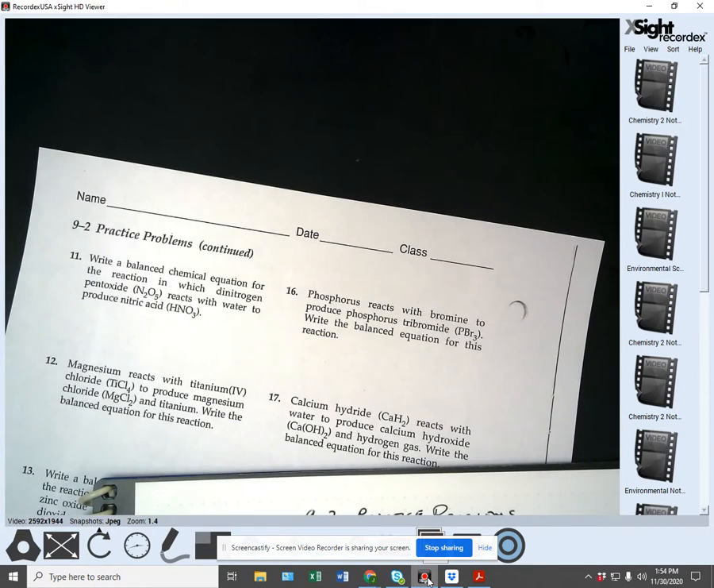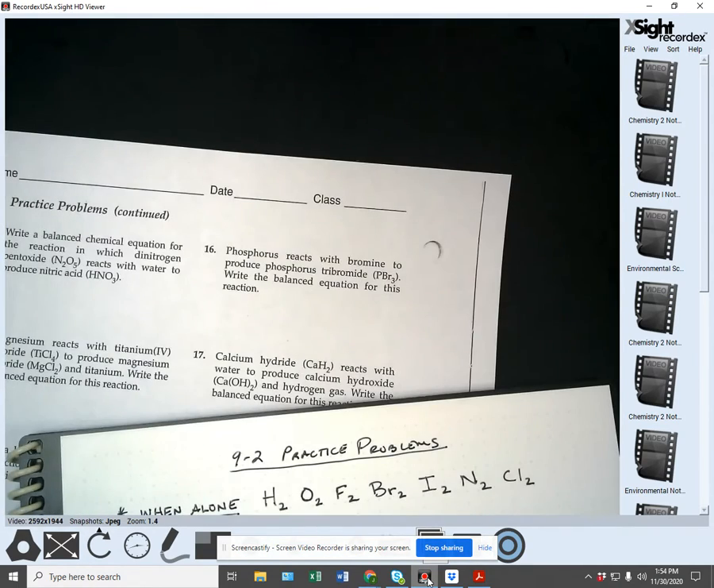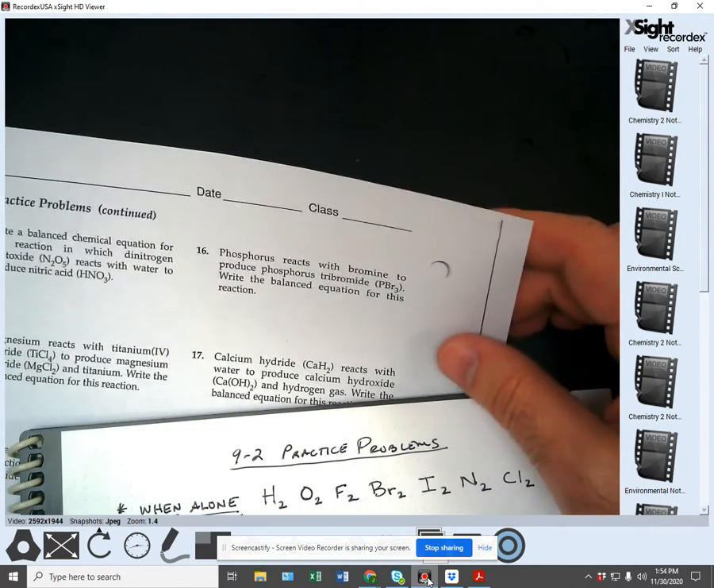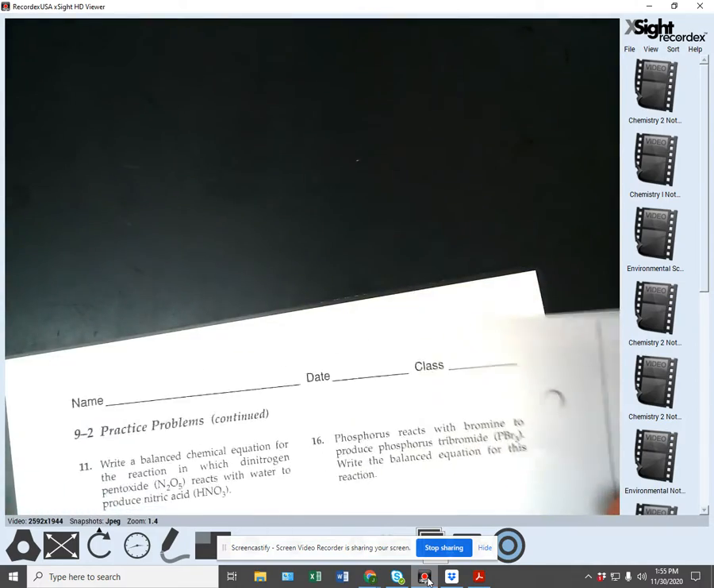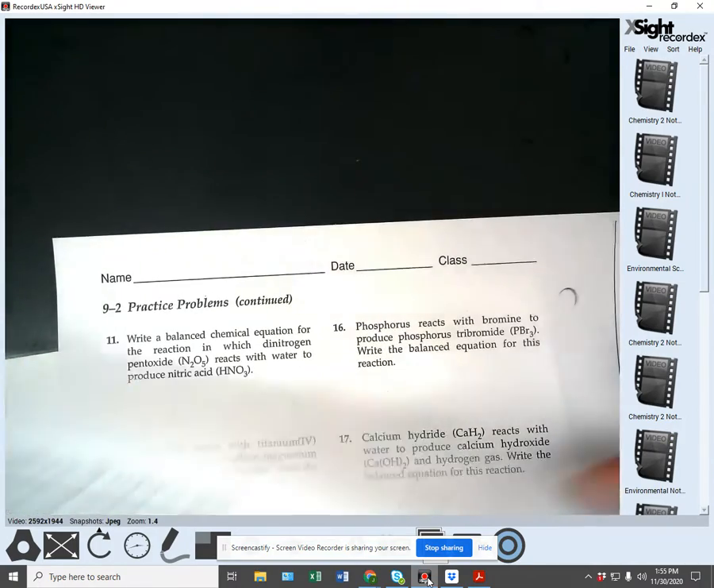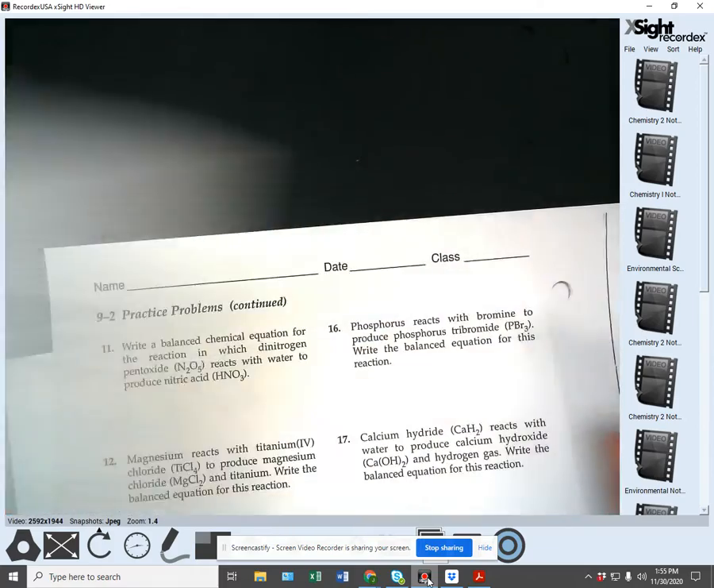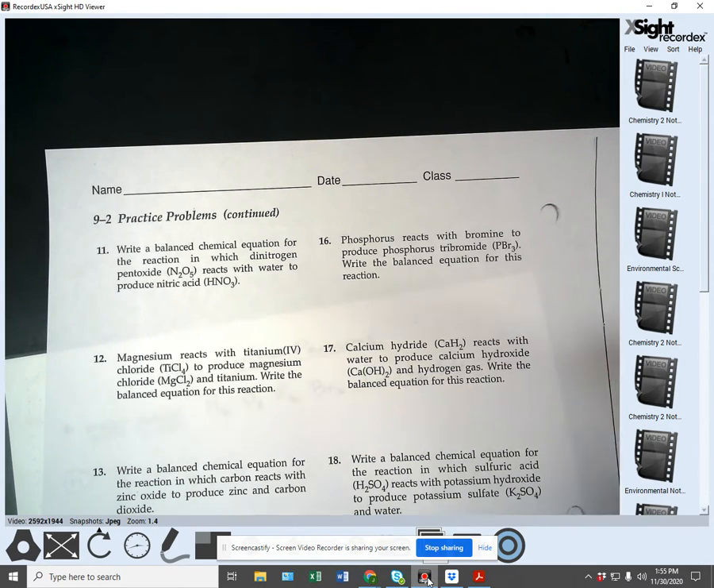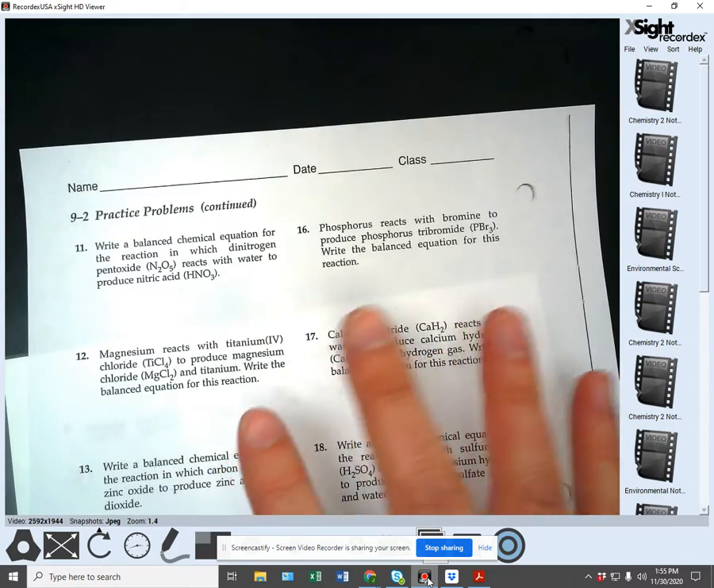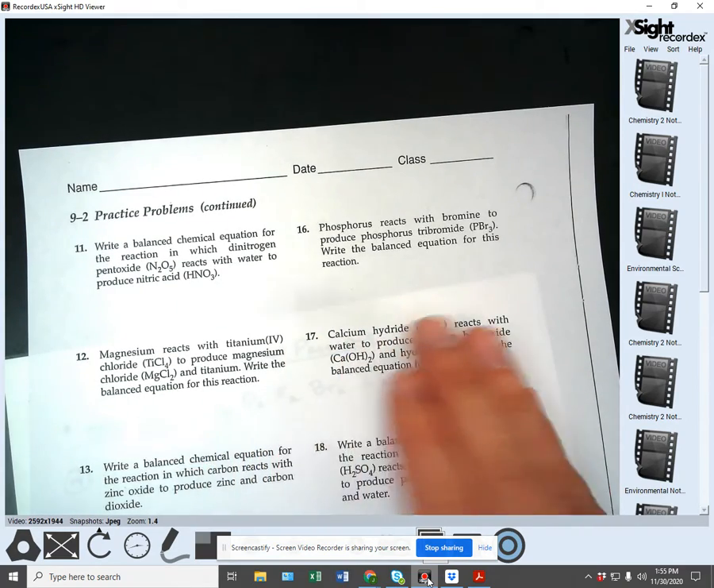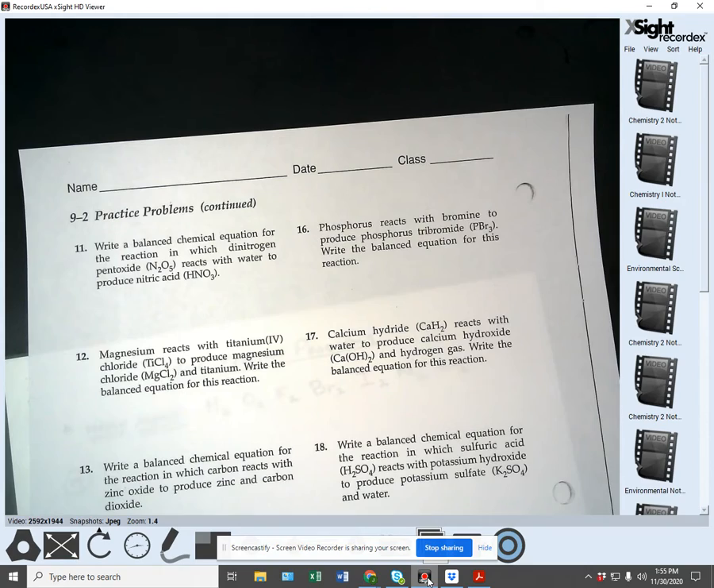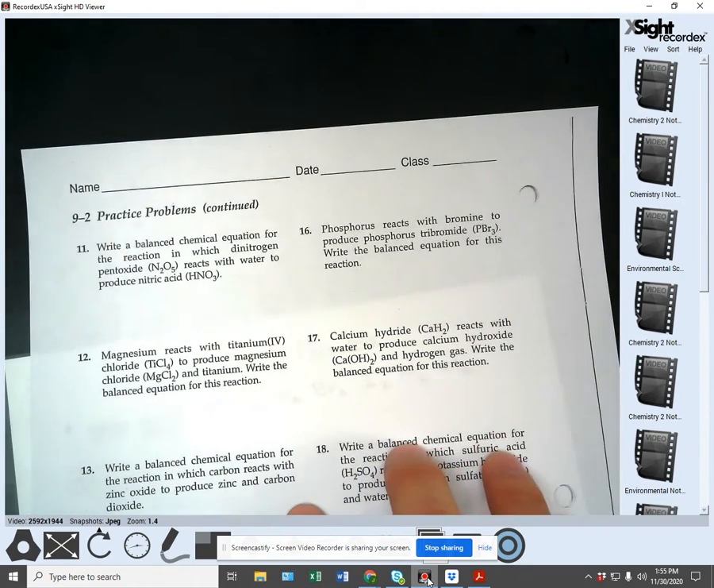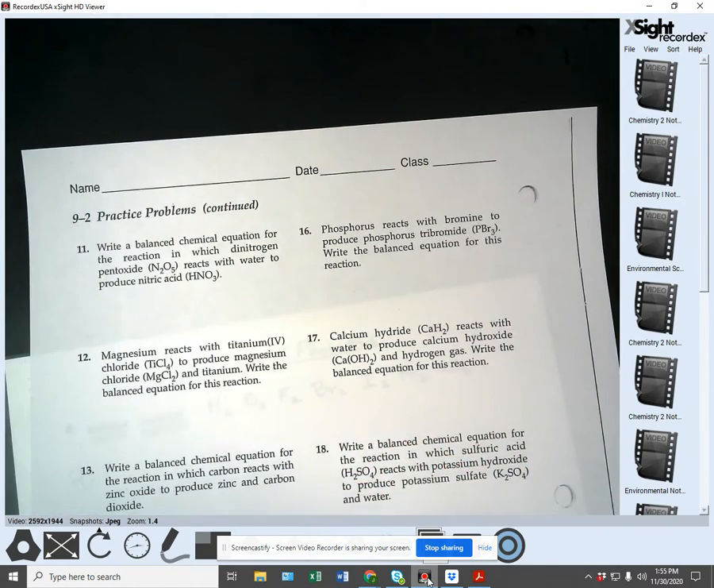All right, hey guys. So this is the second going through an example for the second set of homework from this 9-2 practice problems worksheet. Yesterday you guys should have completed the front, and then today you should be working on the back. Essentially the front and the back are pretty much the same. The main difference is all the ones on the back you are going to need to balance. The ones on the front, if you did the formulas correctly, you shouldn't have had to add any coefficients to balance. The ones on the back, you're going to have to also add coefficients to balance these.